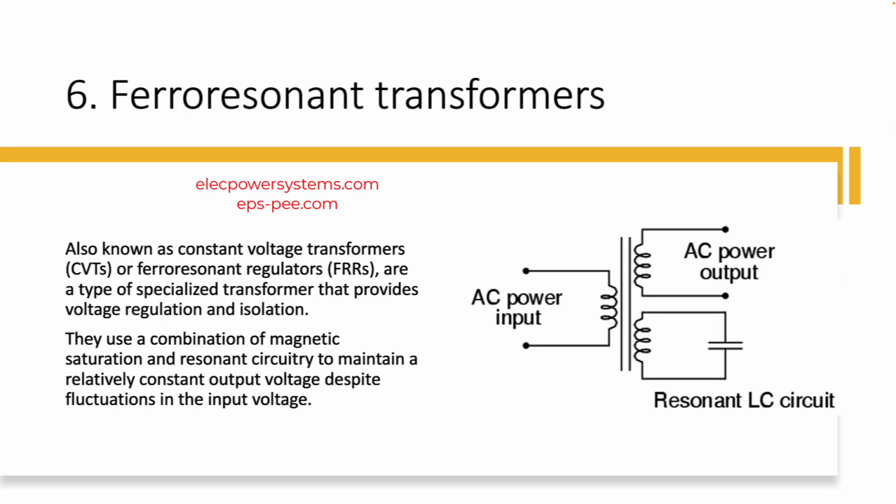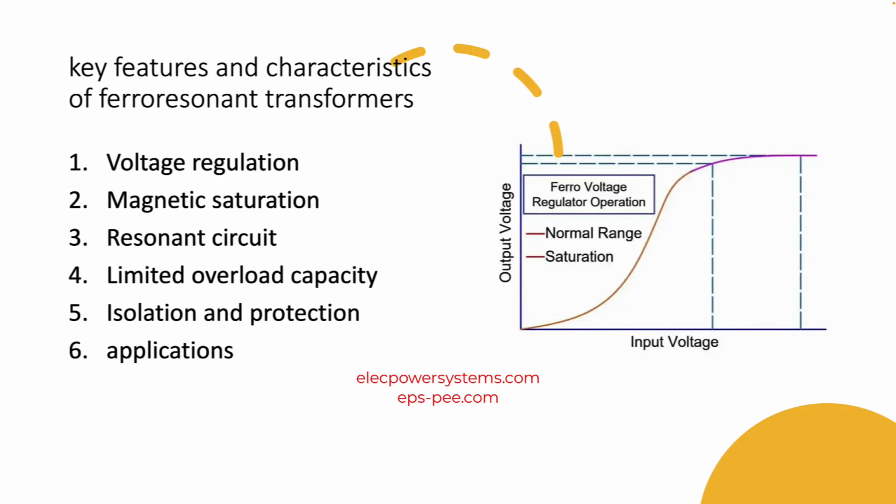Ferroresonant transformers, also known as constant voltage transformers, CVTs, or ferroresonant regulators, FRRs, are a type of specialized transformer that provides voltage regulation and isolation. They use a combination of magnetic saturation and resonant circuitry to maintain a relatively constant output voltage despite fluctuations in the input voltage. Here are some key features and characteristics of ferroresonant transformers.